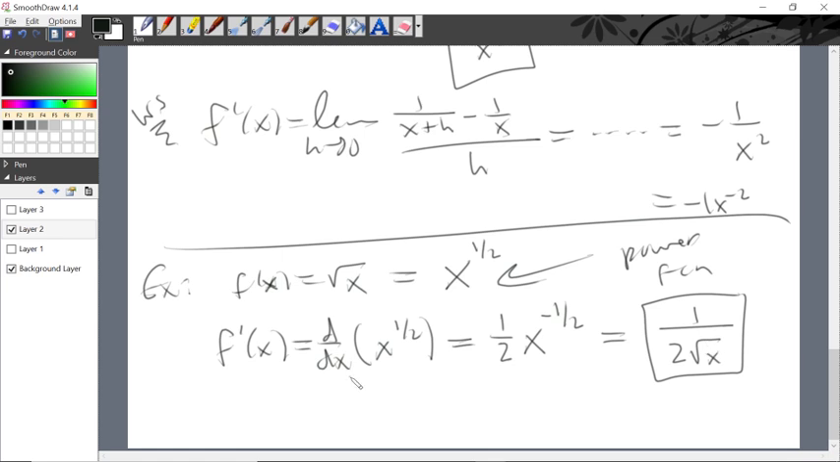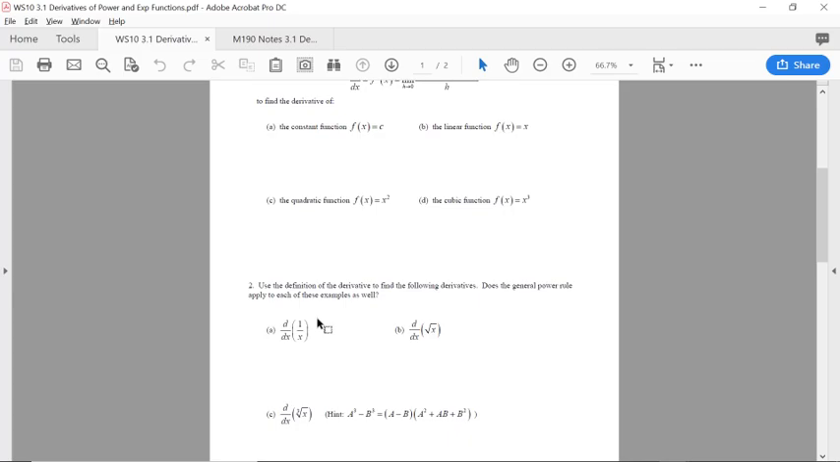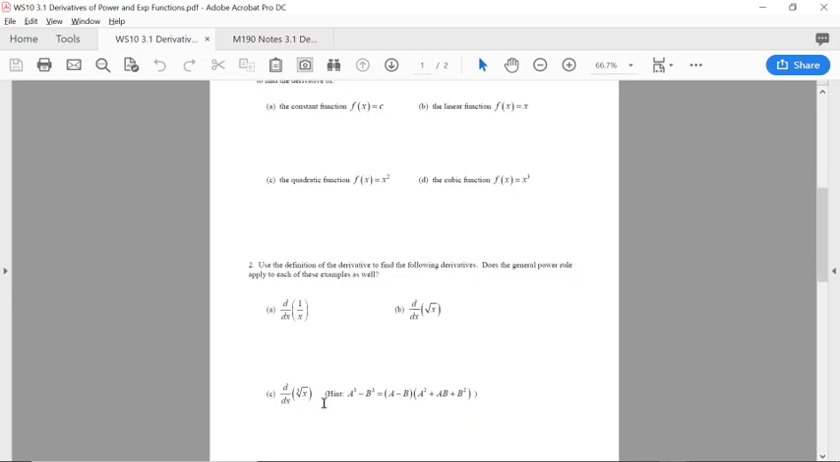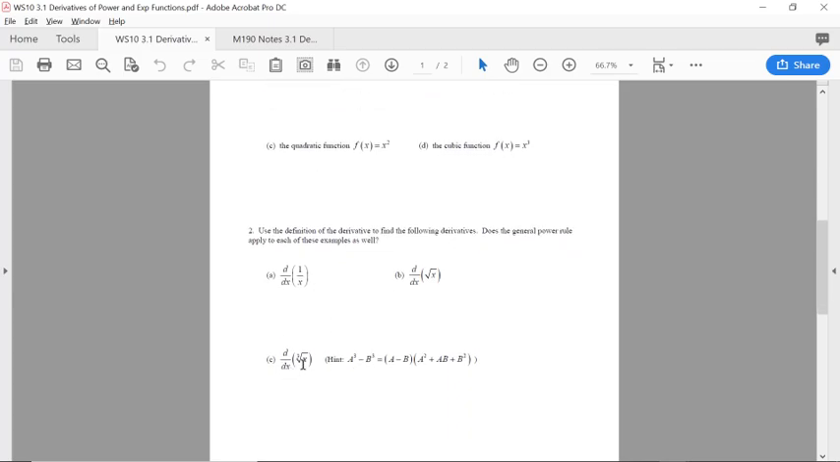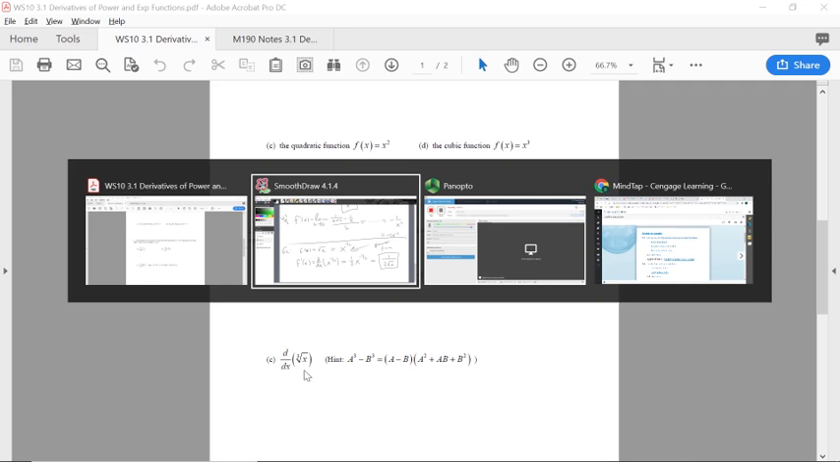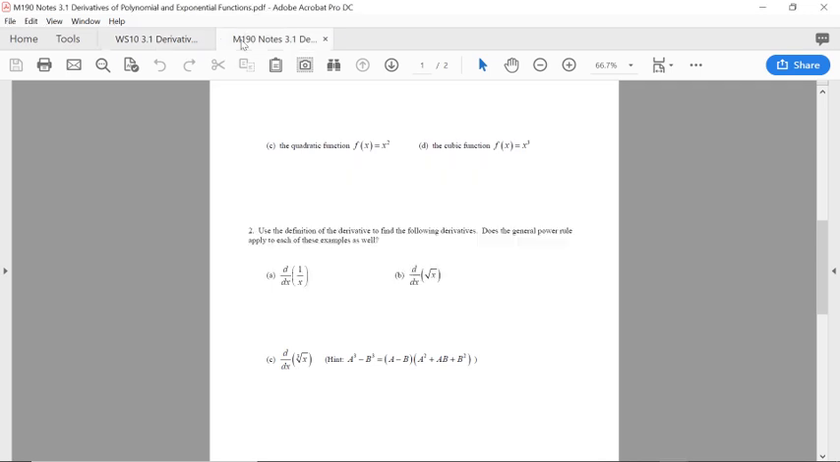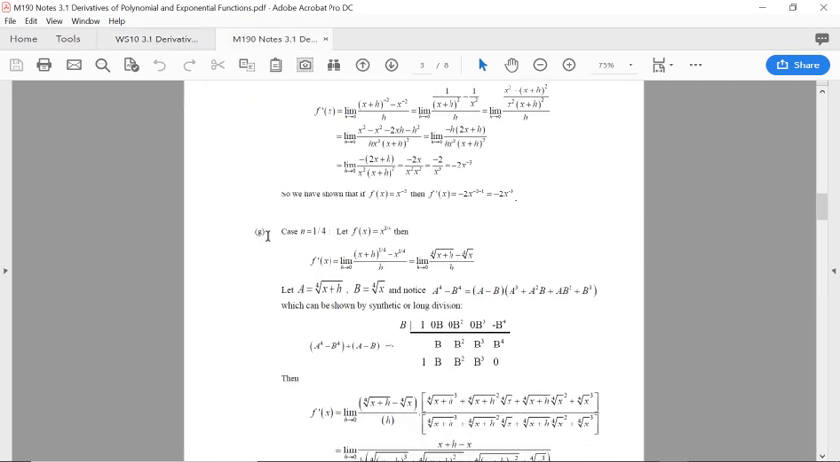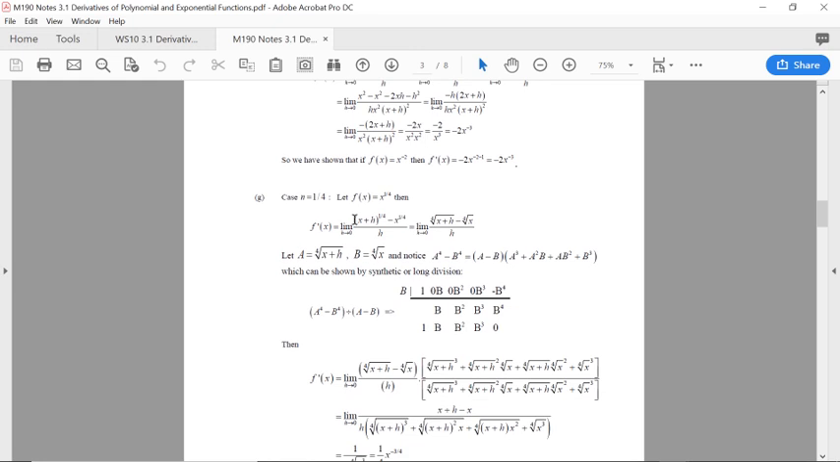It would also apply to functions like the cube root of x. Find out what the derivative of the cube root of x is. Again, use the limit definition of the derivative to find out what it actually is equal to. I demonstrate one like that here in the notes, where I actually do for you on paper the derivative of x to the 1/4.